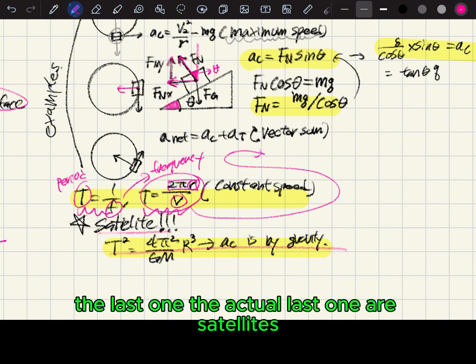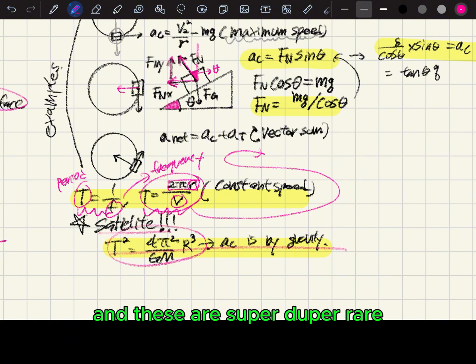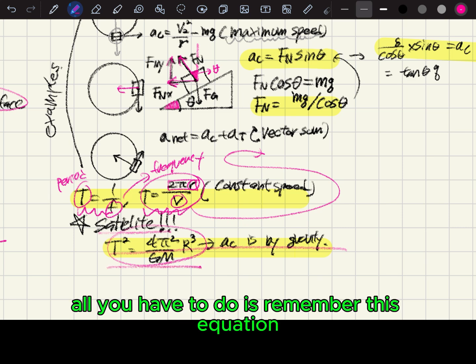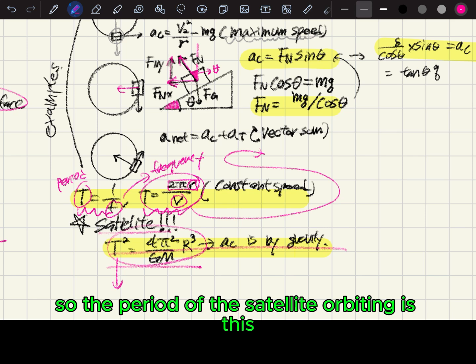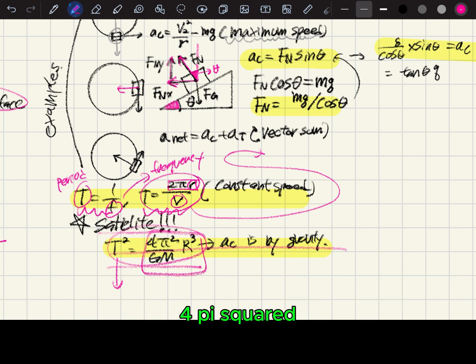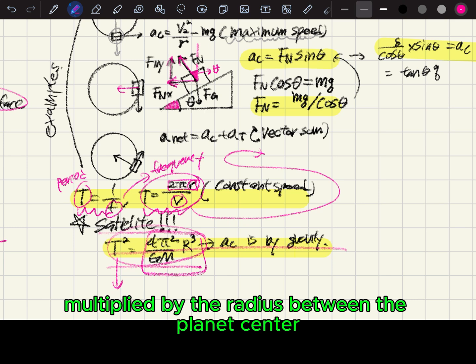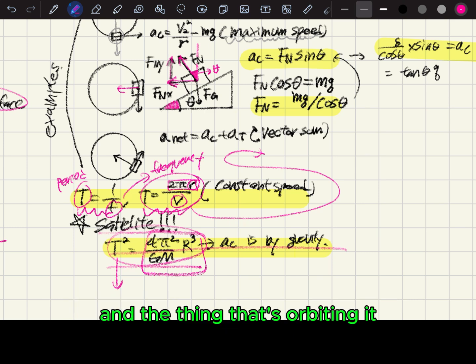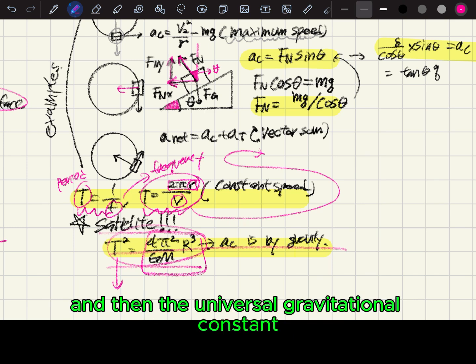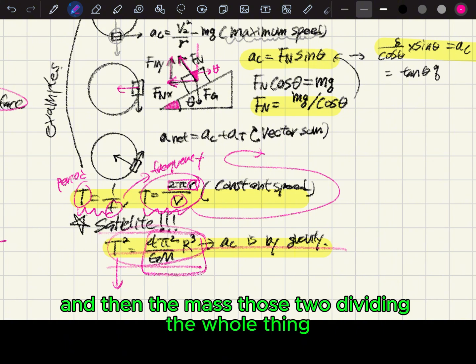The actual last one is satellites. And these are super duper rare. Basically, all you have to do is remember this equation. The period of the satellite orbiting is this: 4 pi squared multiplied by the radius between the planet's center and the thing that's orbiting it, all divided by the universal gravitational constant multiplied by the mass.